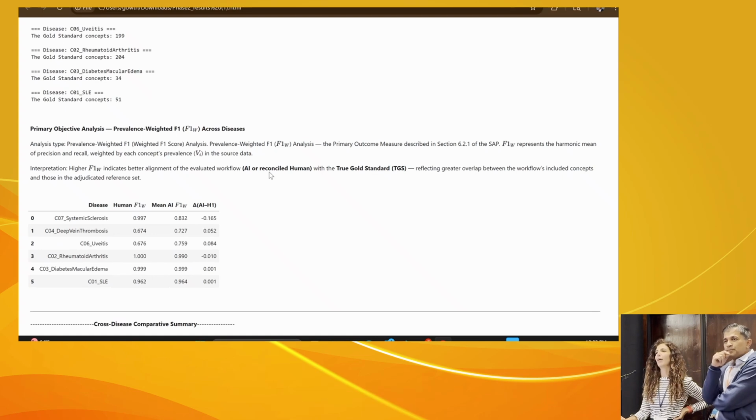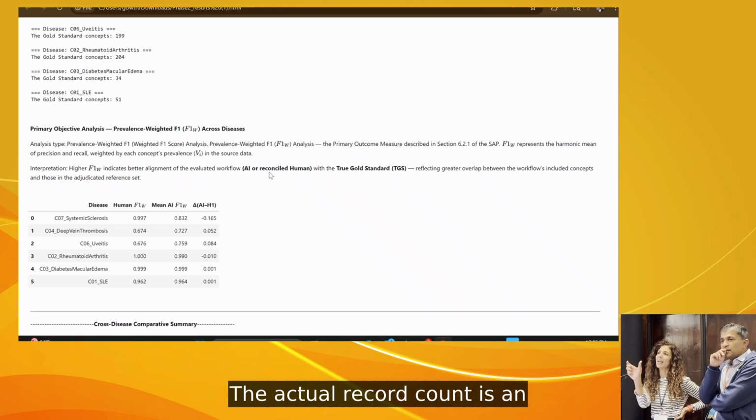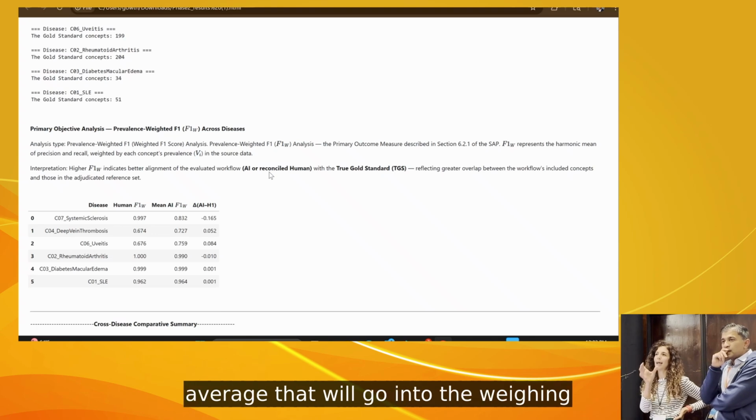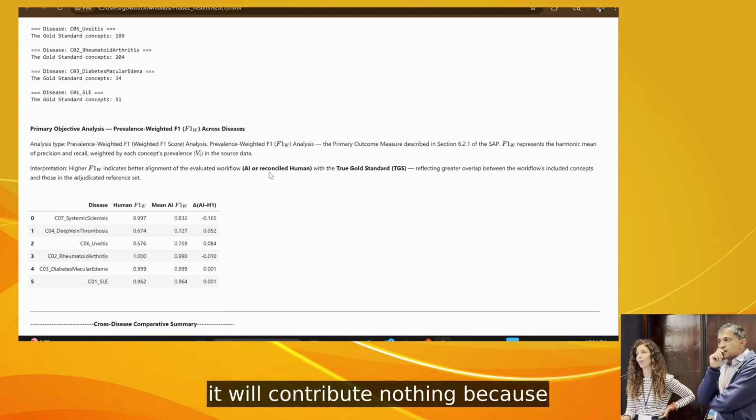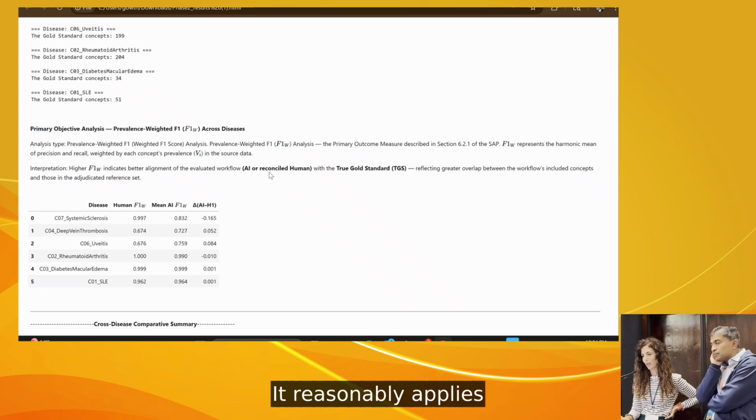Not nothing. It will. Yeah, not nothing. It will have a lower weight. The actual record count is an average that will go into the weighing. So it's weighted by. If it's zero, it's zero. Yeah. If it's zero, it will contribute nothing because it will be multiplied by zero.